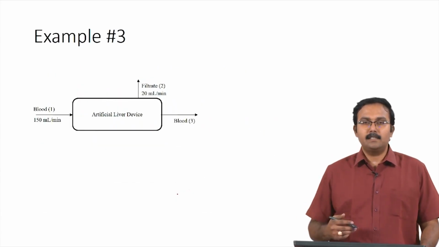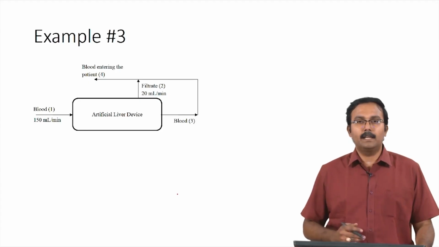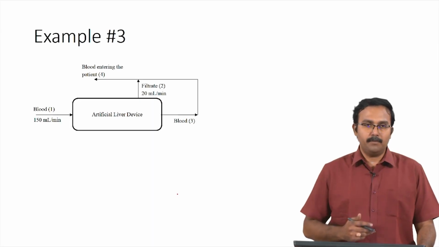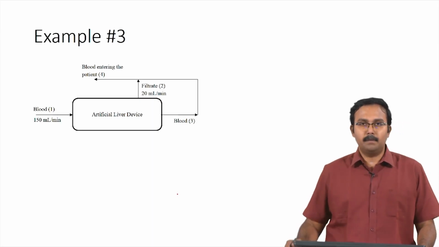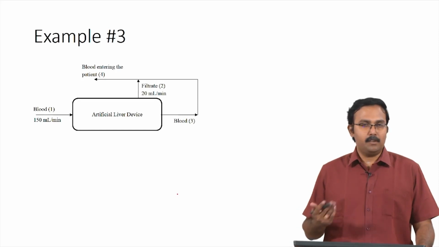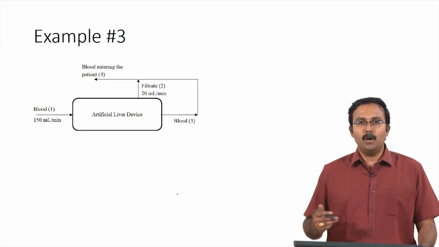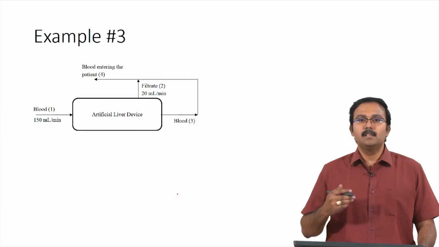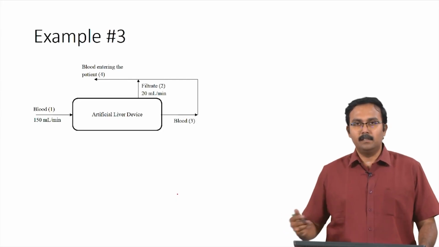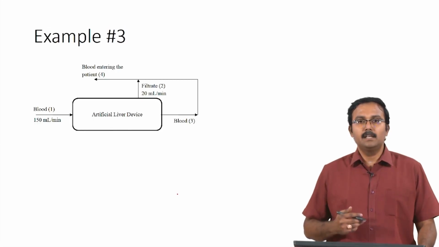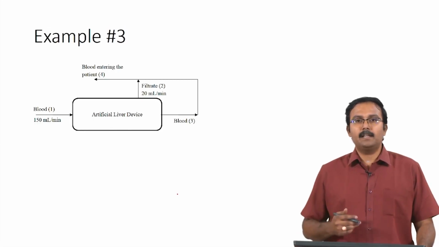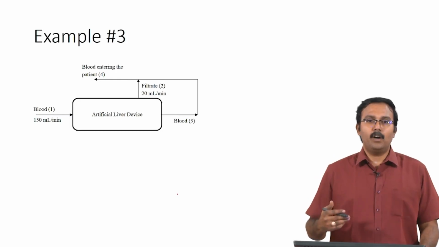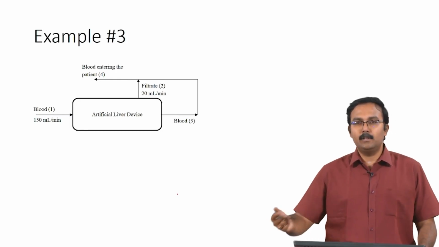Now to understand this in a simpler block diagram, we can draw it this way. We have blood coming from the patient at 150 ml per minute, and this enters the artificial liver device. We have two outlets. The first one is the filtrate, which is leaving at 220 ml per minute, and the other outlet is the intraluminal blood leaving the artificial liver device. This blood and the filtrate are mixed together to finally form the blood which is entering the patient.